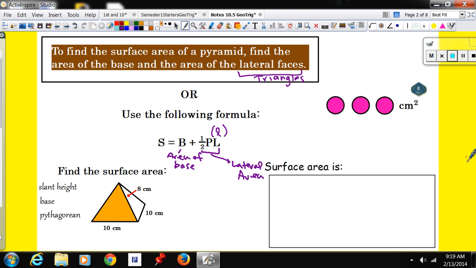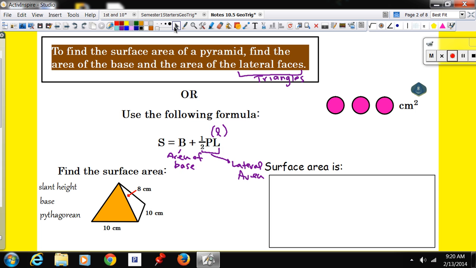Now this bottom example is asking us to find the surface area. What kind of pyramid is that? It's a square pyramid, because the bottom's a square. We call it a square pyramid. It's a regular pyramid because the bottom is a regular polygon. So we want to find the surface area. We're going to need to use our formula, but we're missing the L in this picture. We need to find L.